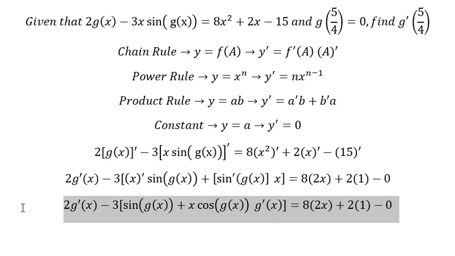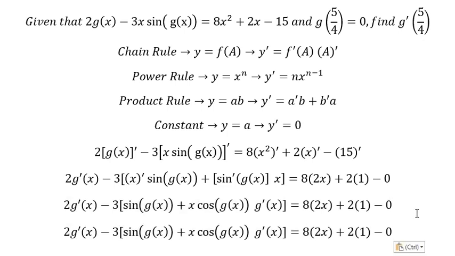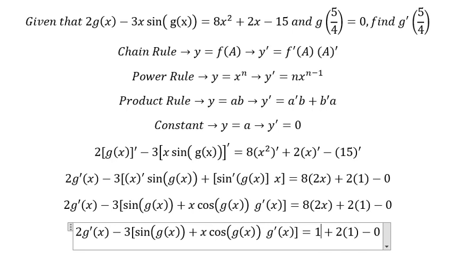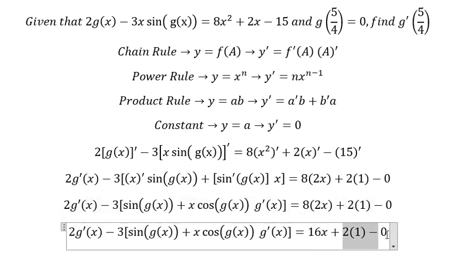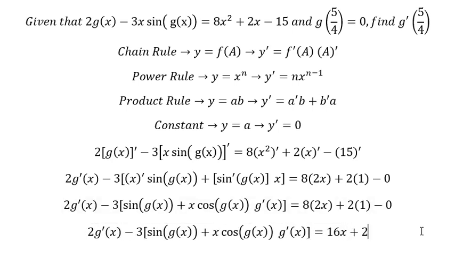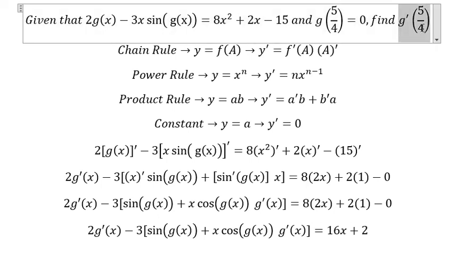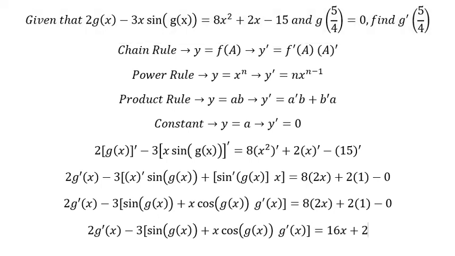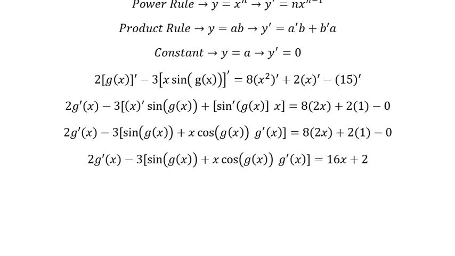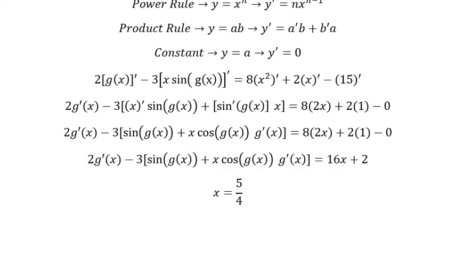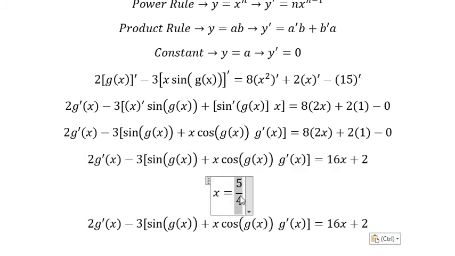So we need to simplify. This one we have number 16. This one we have number 2. Now, on the question, we need to find this one. So we need to put s equals 5 over 4. When we see s, we need to change it to 5 over 4.